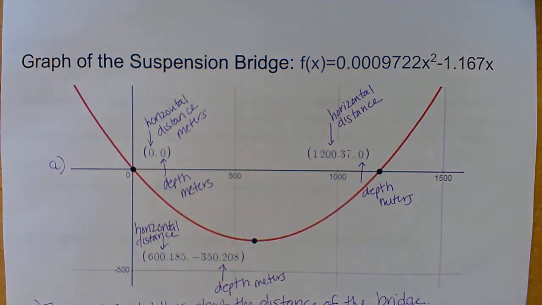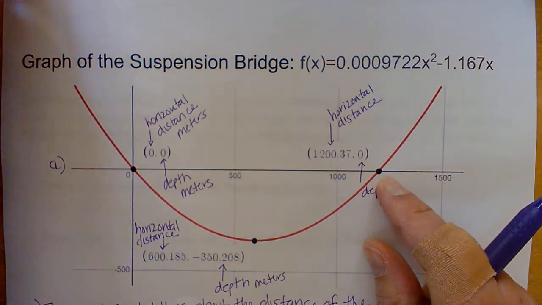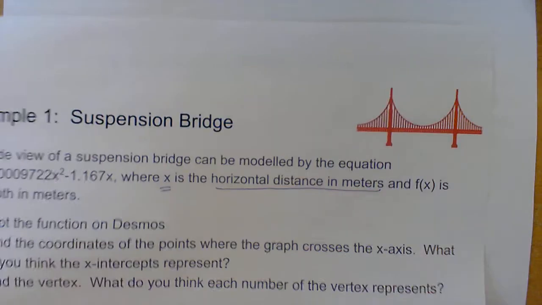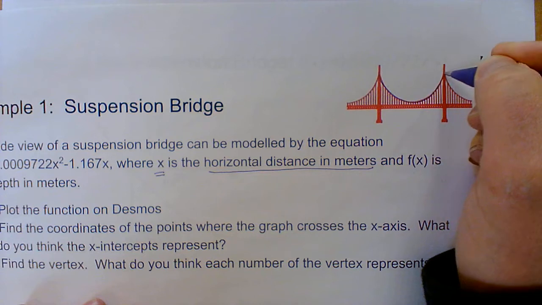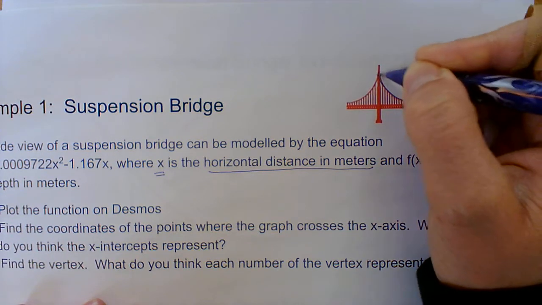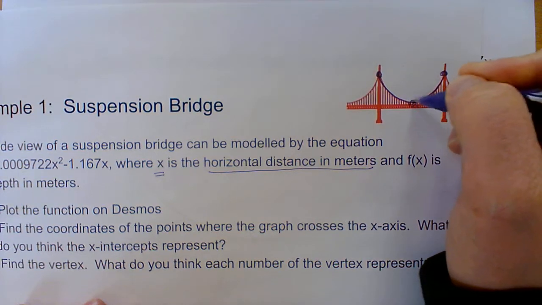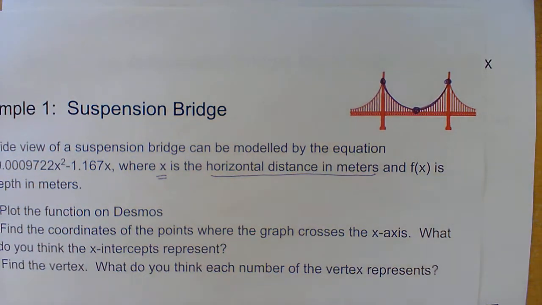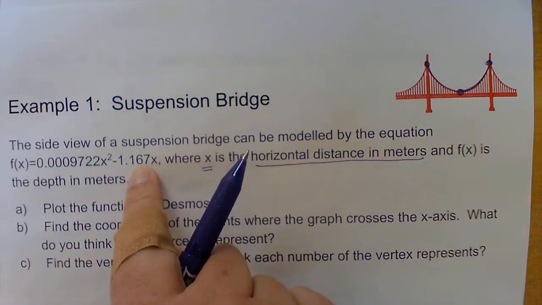So now that I have everything labeled, it's going to be really easy to go back and find out what each of these numbers represents. Let's go back to this picture, because the part of the bridge that they are looking at is this part right here. Here's from one x-intercept to the other, and here is that vertex. That's the part of the bridge that we just graphed using this equation.